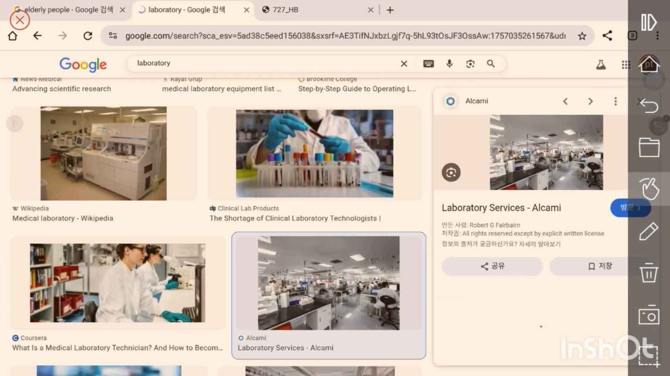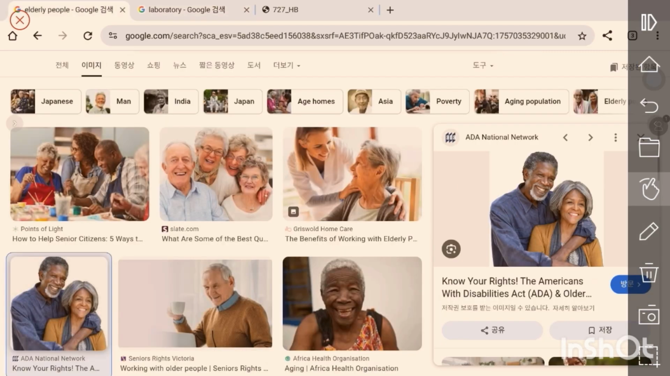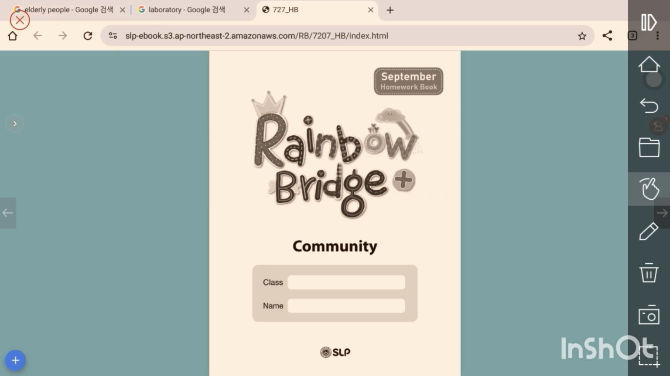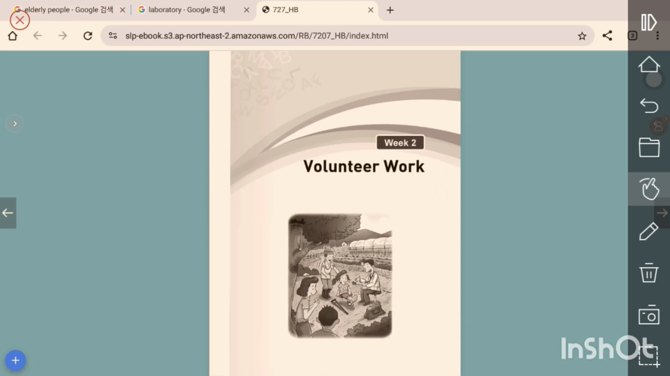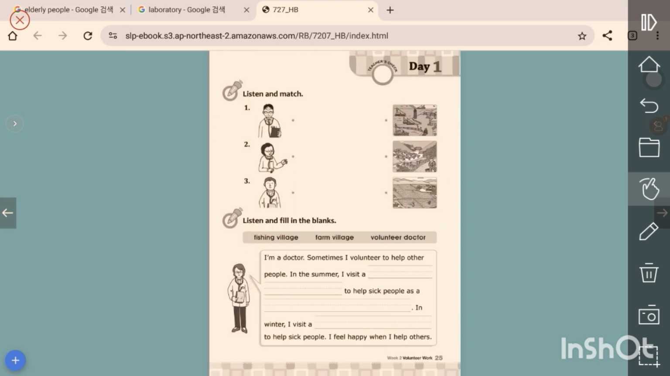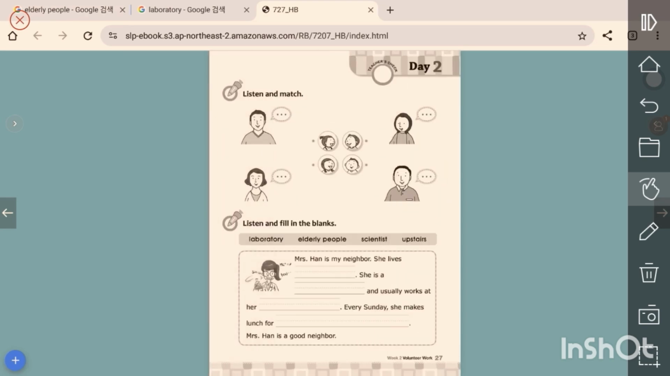Then we will review, and I will say, what is this? Jack, he would say laboratory. Good. Hey, Penny, what is this? Elderly people. Good job. Next, I got to go back to the book because I forget what the next vocabulary word is. And unfortunate for me, the book will not stay on the correct page. So I have to flip. Okay, we have elderly people.